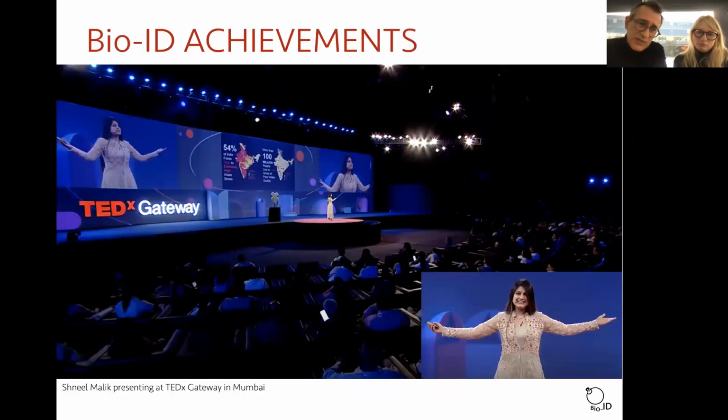Now, sometimes it happens that somebody in BioID just goes on to the stage and it becomes a big moment. And this was Shnil Malik at the TEDx Talks Gateway in Mumbai, speaking in front of an audience of nearly 5,000 people and being seen by hundreds of thousands of people simultaneously. And that's quite special because it just shows the dissemination power and the sheer interest that currently is out there, and the need for new solutions and ideas.